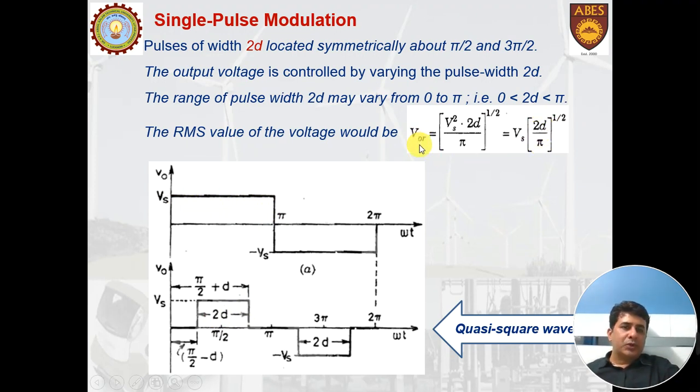So the output RMS voltage will be equal to Vs, the same as the input voltage. Here students sometimes make a mistake: instead of considering 2d, they consider d. It is not d, it is 2d. So if 2d is equal to pi, the output RMS value will be equal to Vs. By controlling this 2d, we can control the output voltage, and 2d may vary from 0 to pi. The minimum value can be 0 and the maximum value can be pi.